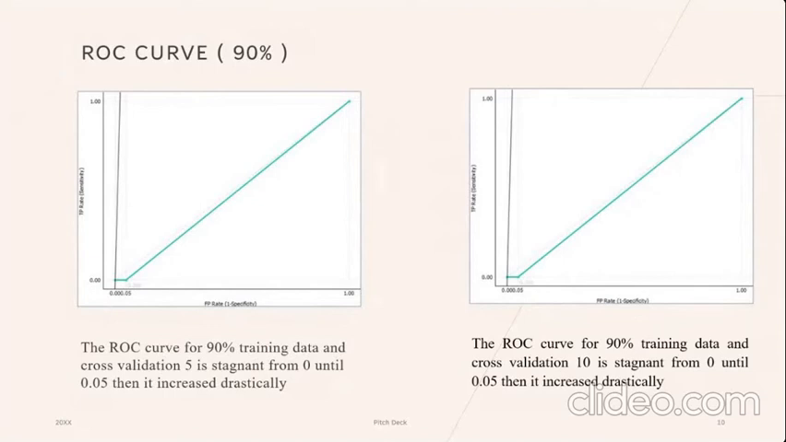So next is the ROC curve for 90% training data with cross-validation of 5. It stayed consistent from 0 until 0.05 and then it increased consistently until 1.00. And lastly is the ROC curve for 90% with cross-validation 10. It stayed constant from 0 until 0.05 and then increased consistently until 1.00.